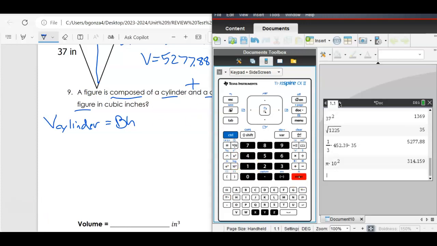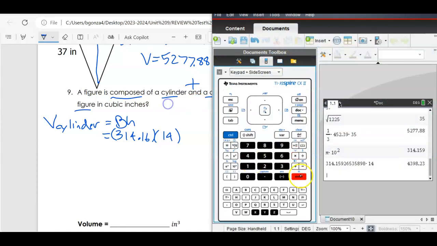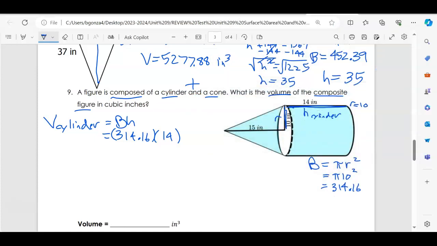We get 314.16 for big B. And then now the height of the cylinder is sideways. The height of the cylinder is 14. So it'll be 314.16 times 14, 4398.23.